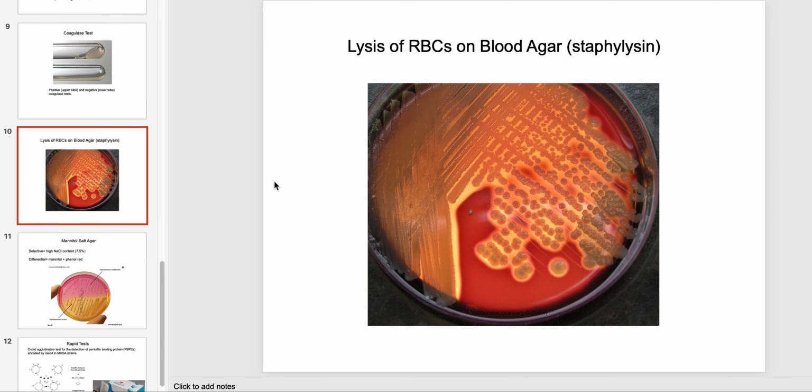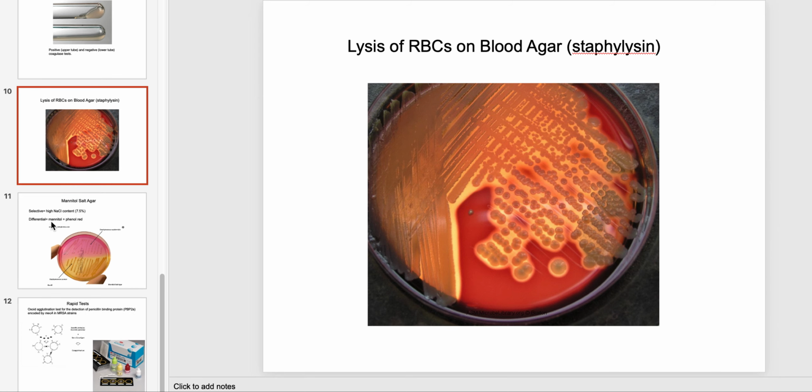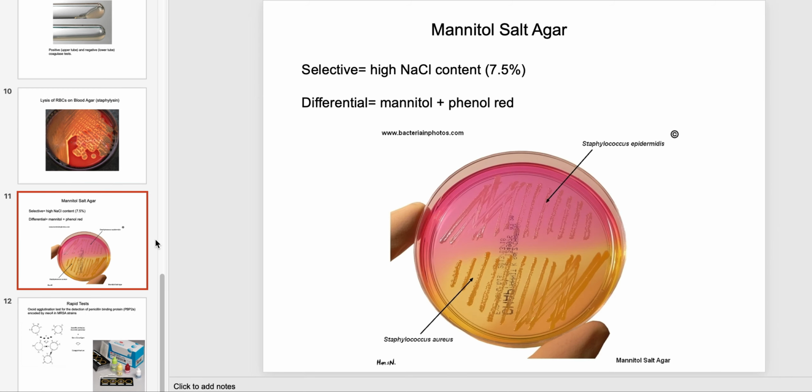Another thing we can do is take a throat swab or a skin swab or whatever, to blood agar, and specifically we'd be looking for growth, but also the production of staphylolysin, which is evident by this beta hemolysis. So hopefully you remember that from the lab handout I just sent around. And this clear zone around the bacteria on this sheep red blood cell agar is indicative of staphylolysin production and therefore beta hemolysis.